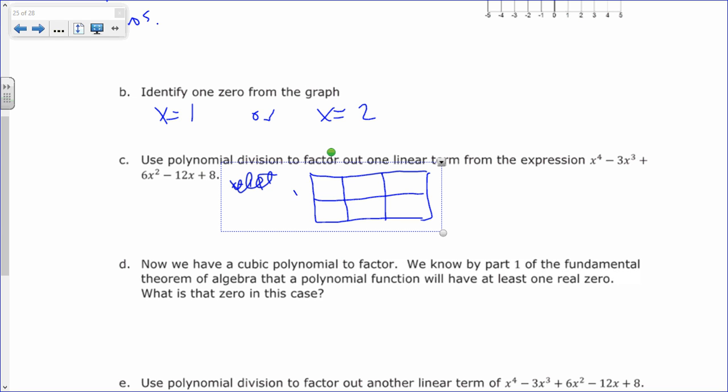So this is x to the 4th minus 3x cubed plus 6x squared minus 12x plus 8, and here we'd have x minus 1, and I think I need to do one more.